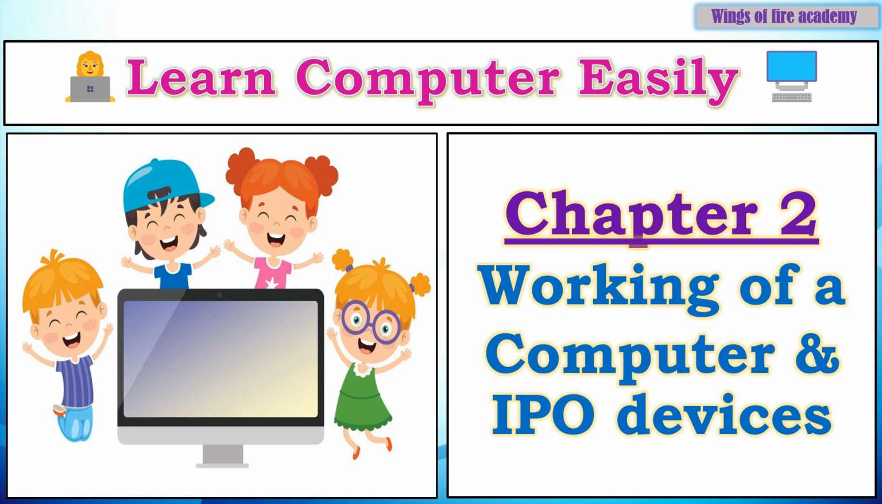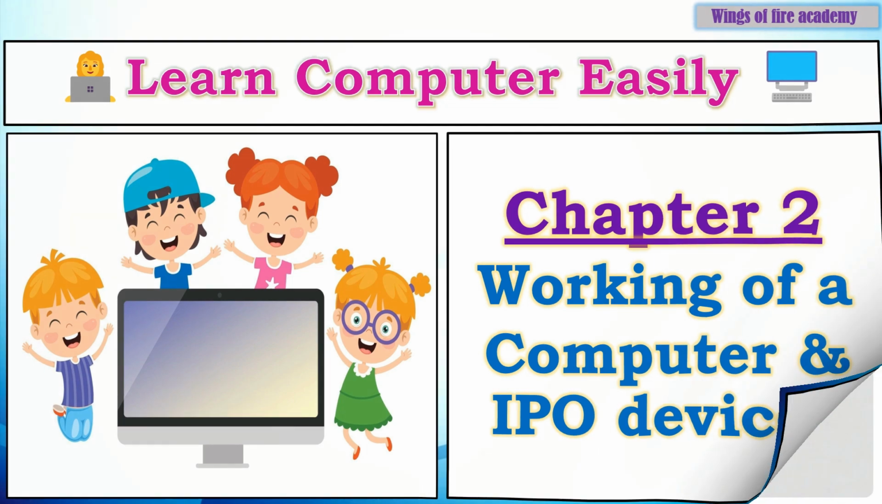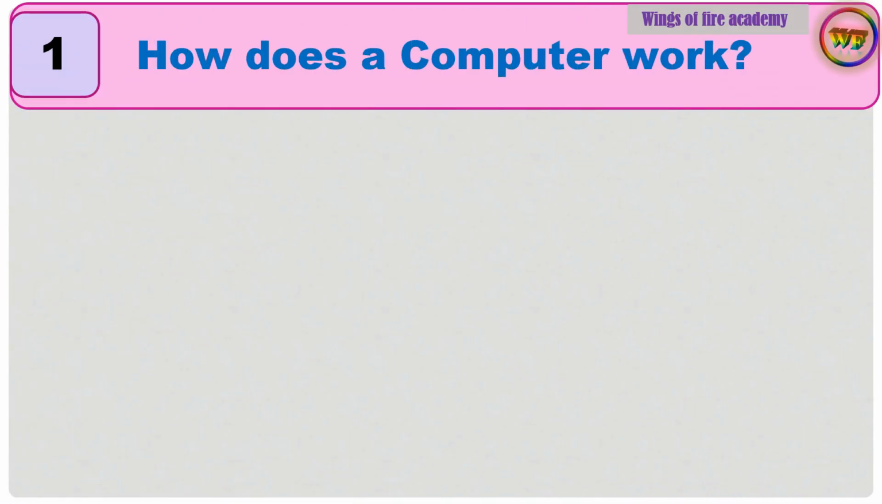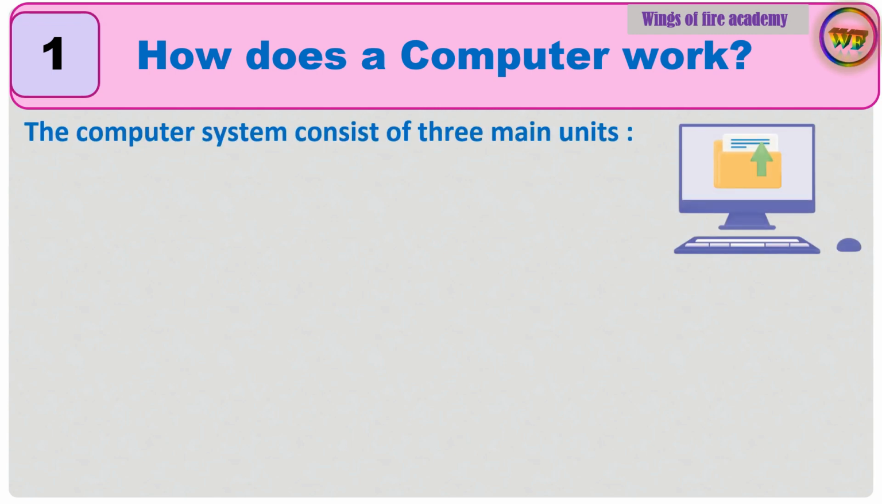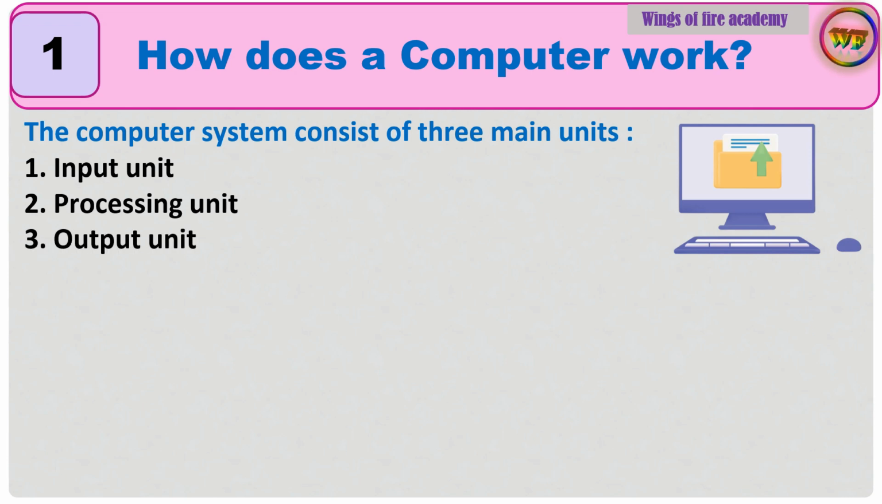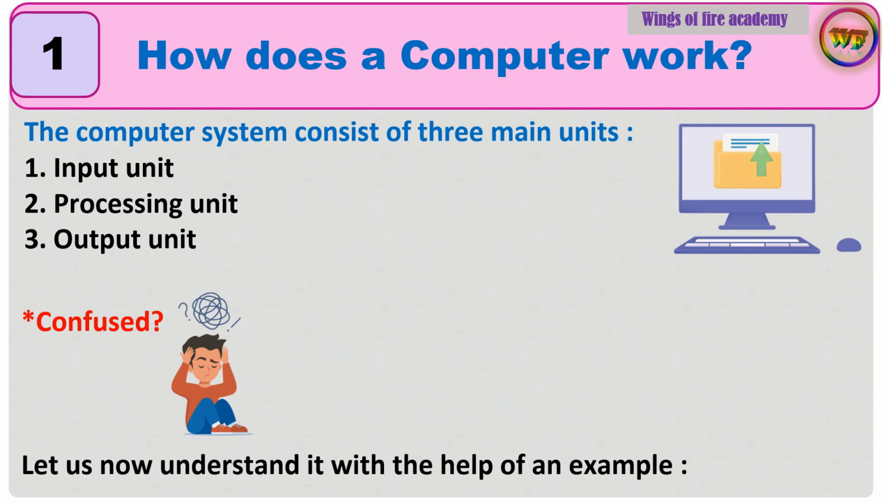Chapter 2: Working of a Computer and IPO Devices. How does a computer work? The computer system consists of three main units. 1. Input unit. 2. Processing unit. 3. Output unit. Confused? Let us now understand it with the help of an example.